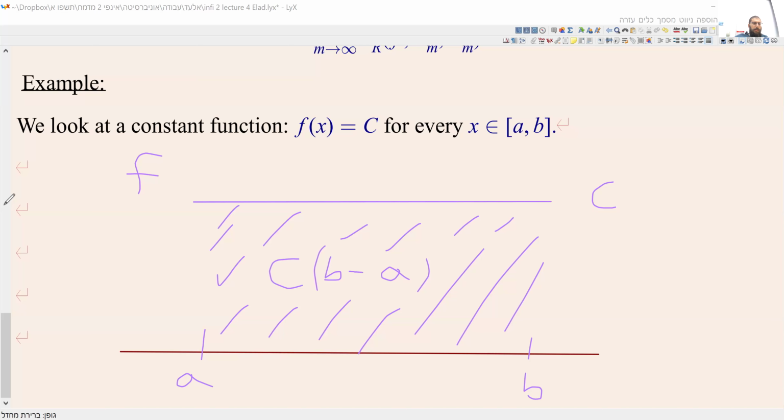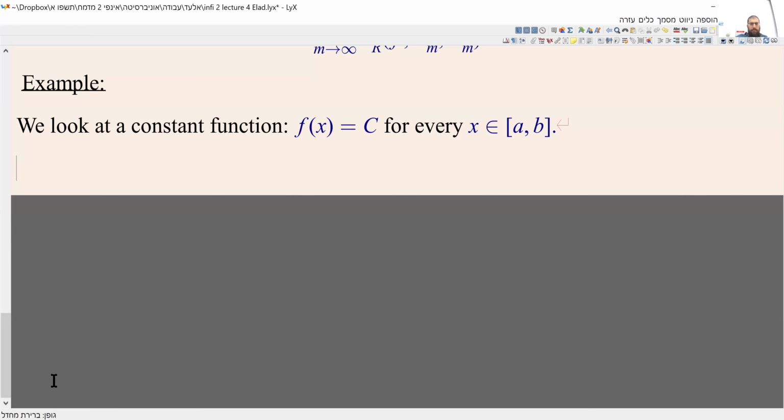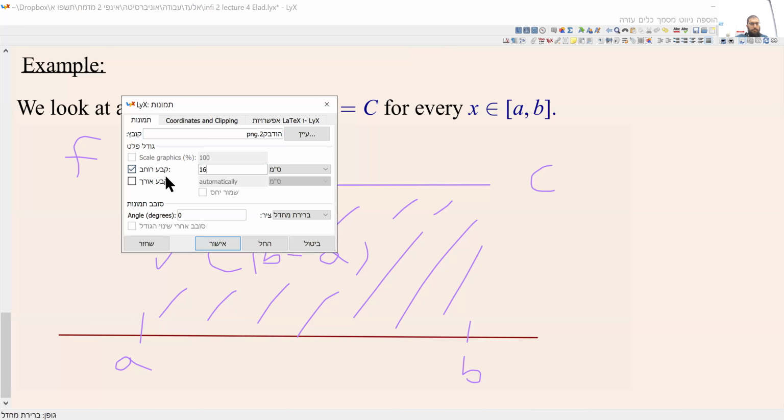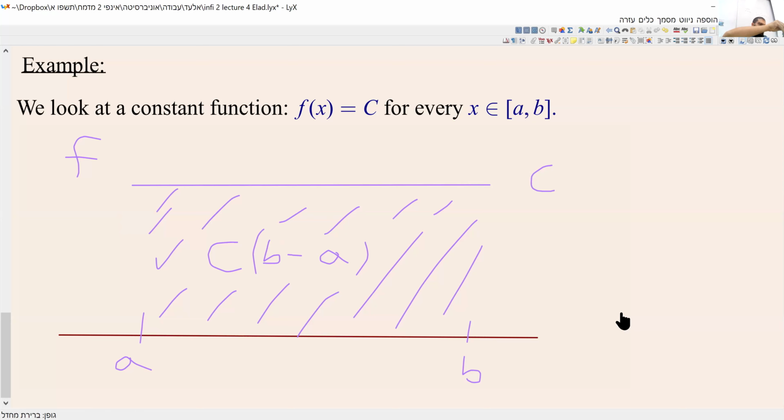This is what we are expecting to achieve from our wonderful, horrifying formula. We managed to finish calculus 1 and now we got calculus 2, the revenge of the integrals, or something like that. So we expect to get C times (B minus A).